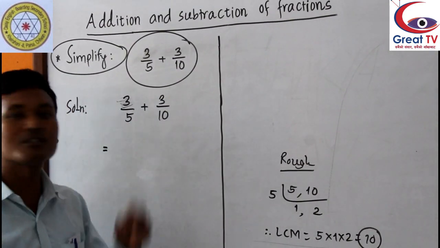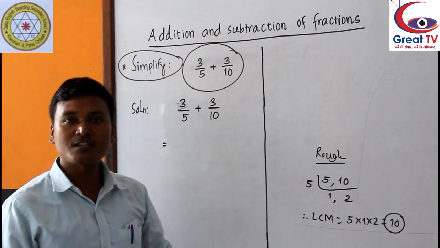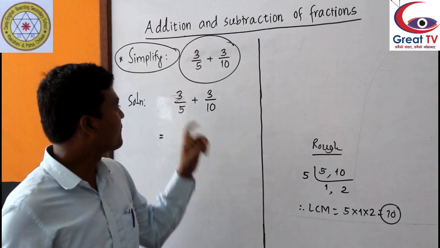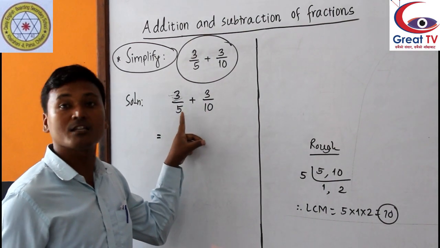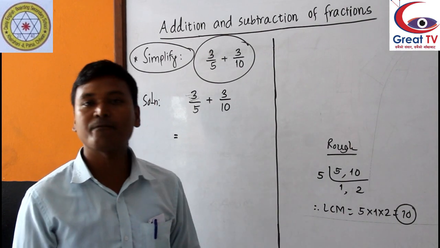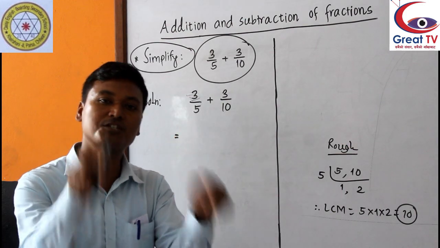So let us make both denominators equal to 10. I repeat, the denominators are different. We have to simplify these two by making equal denominators. For that we have to calculate LCM of denominators. We have calculated over here LCM of 5 and 10 is 10. So let us make both denominators equal to 10.